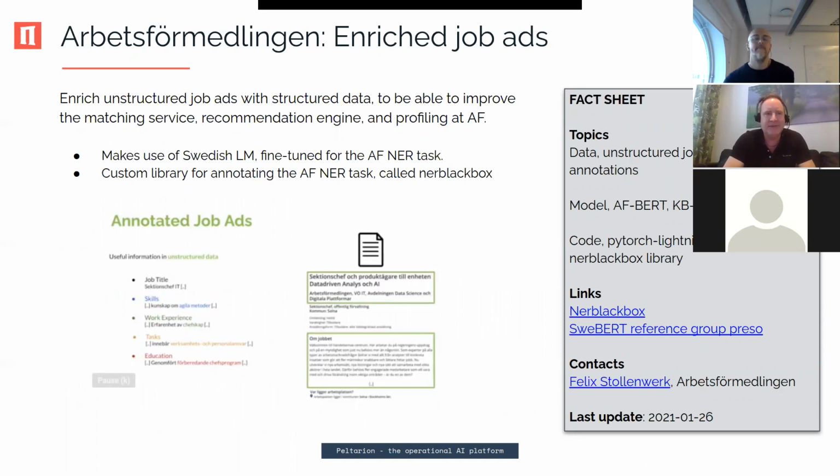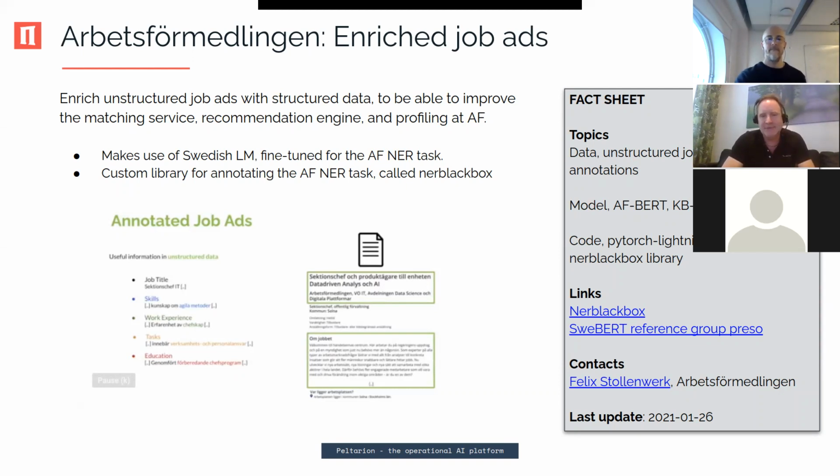And here is one from the Employment Service, where they have basically data from job ads that organizations put up, and they have, of course, resumes from people, and they have a problem of trying to structure or enrich, as I call it, unstructured data with job ads into a more structured approach where they can understand different aspects like job titles, skills, and work experience, etc., from the job ads.